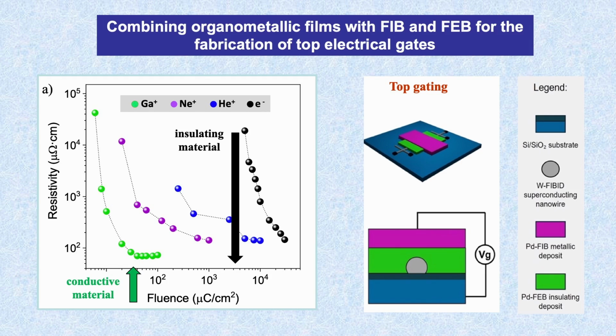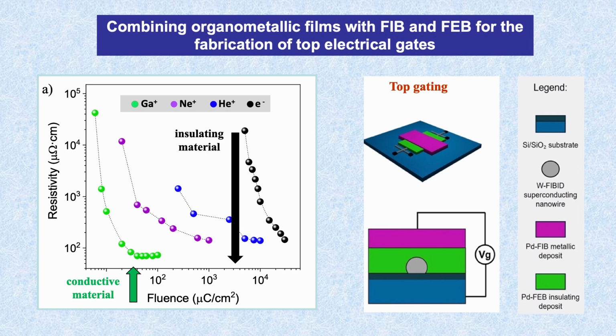First, we use our organometallic film that we decompose with the focused ion beam. Then we grow the superconducting nanowire. You can see here the dimensions. And then we apply this lateral gating. For the top gating, it's more complicated.